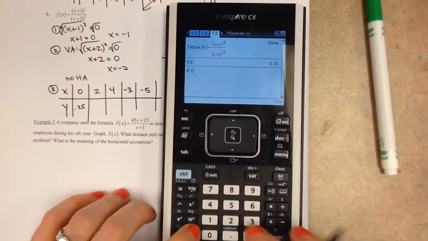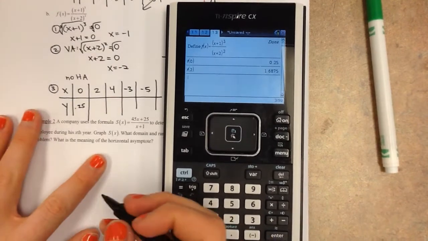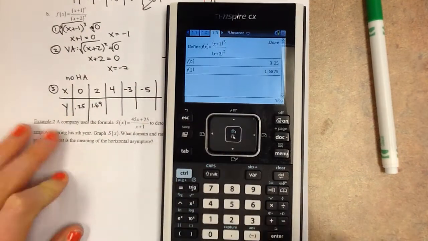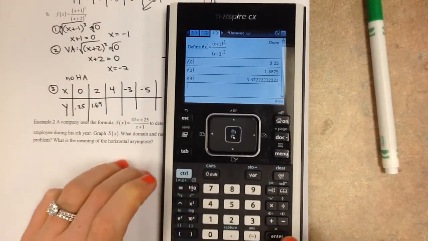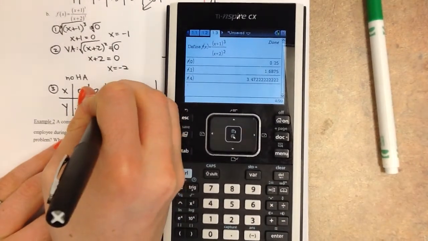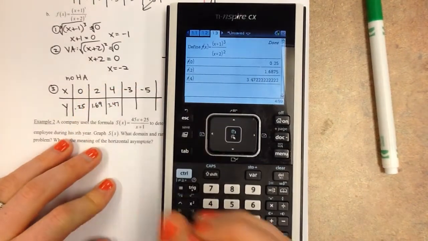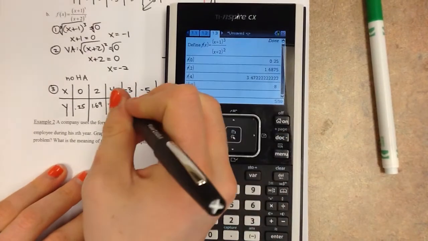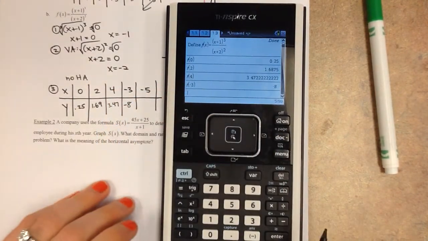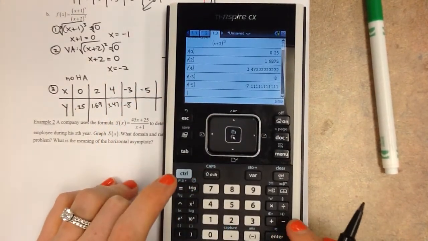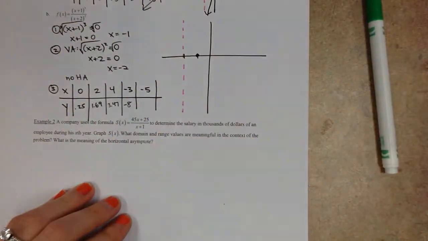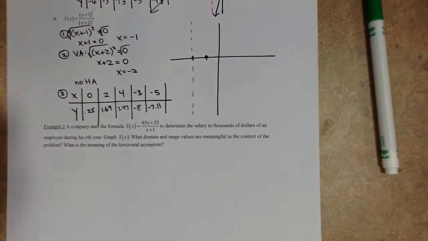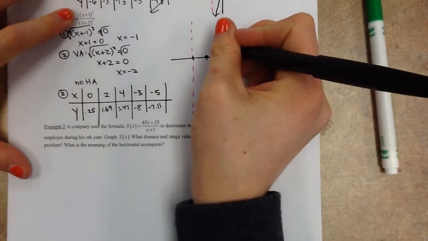And do f of 2. And I get about 1.69. F of 4, I get 3.47. So these are all going to be estimates, obviously, that I'm drawing on there. F of -3 gives me -8. And then f of -5 gives me -7.11. Okay, so let's plot these values, like I said, see if it gives us a good enough picture.